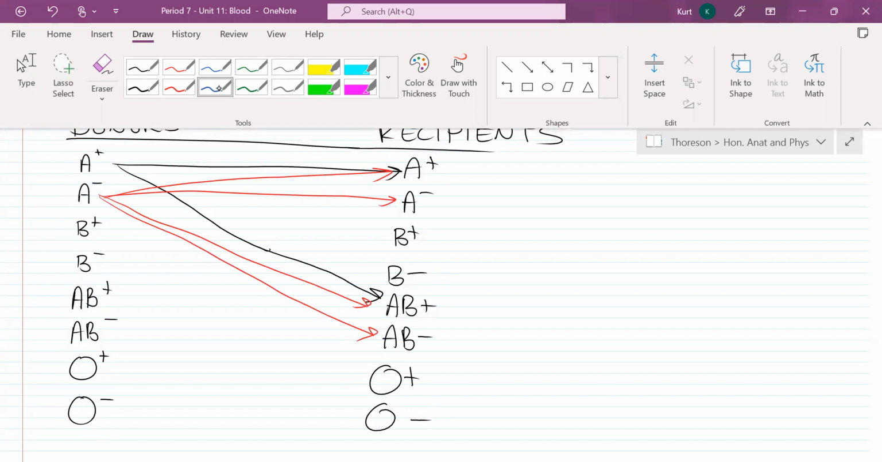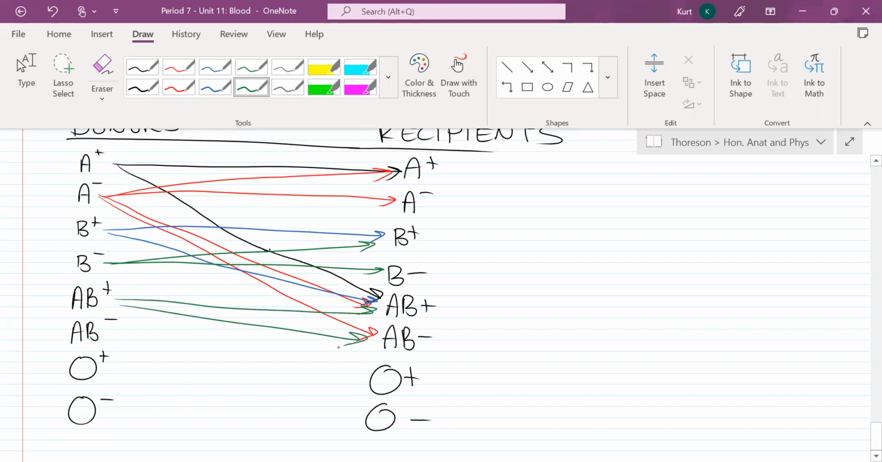Who can B positive donate to? You're going to start to notice a pattern here, guys. Who can B positive donate to? B positive and AB positive, right? Okay. Who can B negative donate to? Both B's and both ABs.